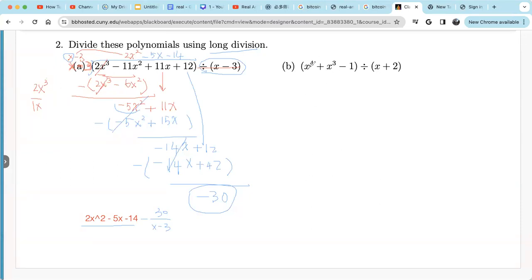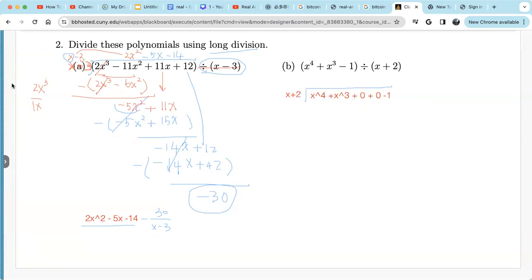For B, we have x raised to 4, x raised to 3. We're missing x squared and x. So when we do that, we need to write a 0 to take the place for those terms. So again, we put x raised to 4 inside, plus x cubed. We don't have x squared, so we put plus 0 for x squared, plus another 0 for x, then minus 1. So we write this polynomial in order. Then the divisor is x plus 2.